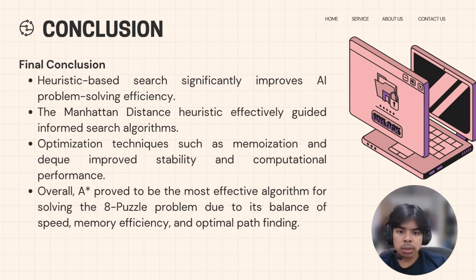For the final conclusion, this project proved that heuristic-based search methods are much more efficient for solving complex AI problems. The Manhattan distance heuristic successfully guided informed search algorithms toward the goal state much more effectively. In addition, optimization techniques such as memoization and deque improve the overall stability and performance of the algorithms. Overall, A-star search was identified as the best algorithm for solving the 8-puzzle problem because it provides the best combination of speed, memory efficiency, and optimal pathfinding.